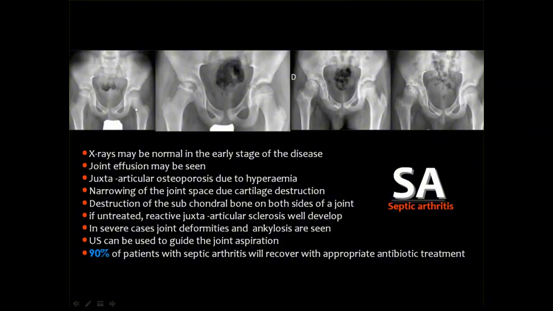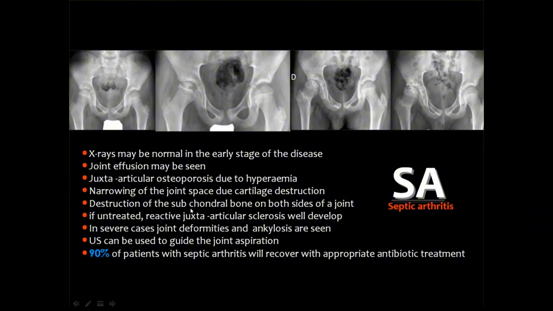And this is a good example of the progress of septic arthritis in the hip. At first, the X-rays will appear normal, as you can see here. Then you may get some displacement of the fat planes, indicating the presence of joint effusion, and also you may see some osteopenia due to reactive hyperemia. Then after cartilage destruction, the joint space will start to be narrowed.